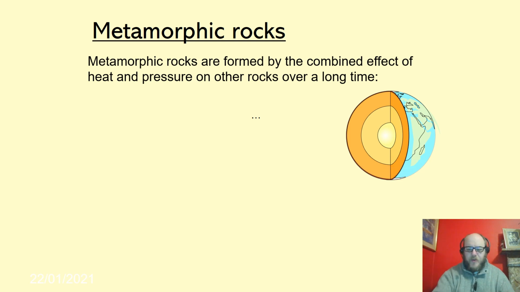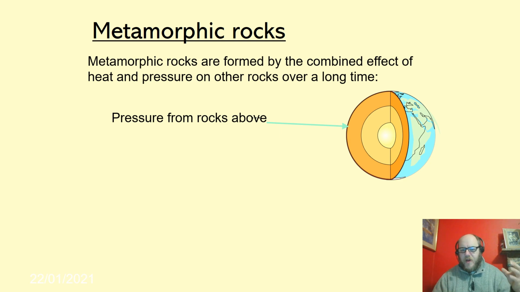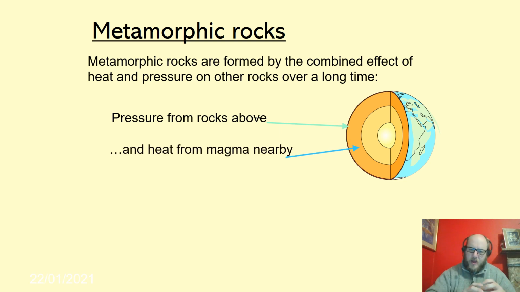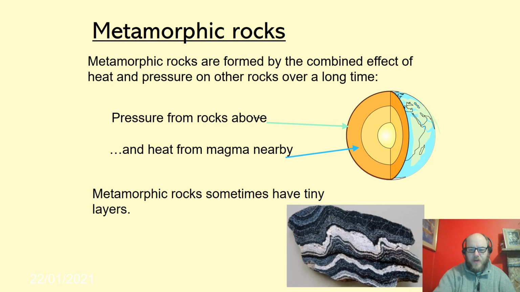So here's our cutaway of the Earth. All of the rocks above, from the crust and the top layer of the mantle, push down and crush anything beneath it, combined with the heat from the magma underneath. That pressure from above and heat from below really do a number on these rocks and change their composition and turn them into something new. And because they are formed from these layers of different things all pressing down, most of the metamorphic rocks have these fantastic looking layers.